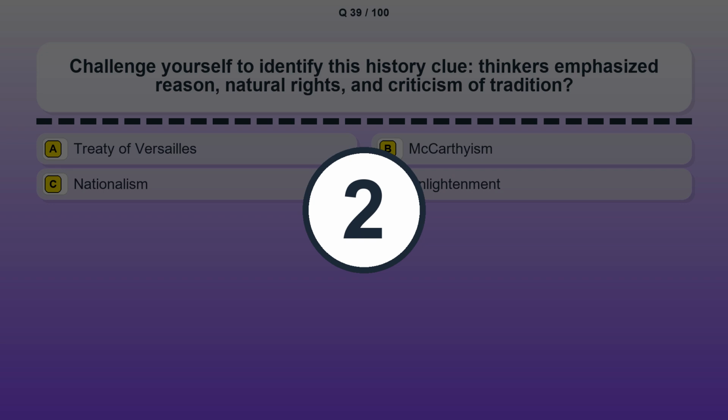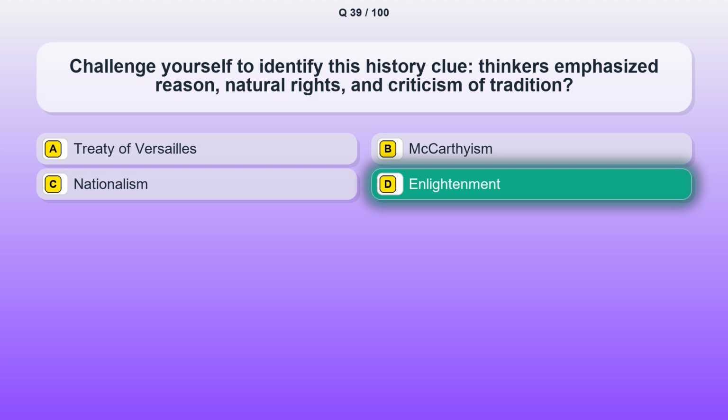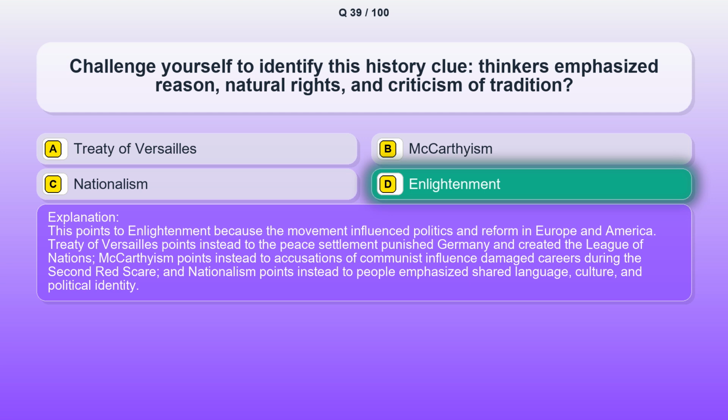The correct answer is option D, Enlightenment. This points to Enlightenment because the movement influenced politics and reform in Europe and America. Treaty of Versailles points instead to the peace settlement punished Germany and created the League of Nations. McCarthyism points instead to accusations of communist influence damaged careers during the Second Red Scare, and nationalism points instead to people emphasized shared language, culture, and political identity.